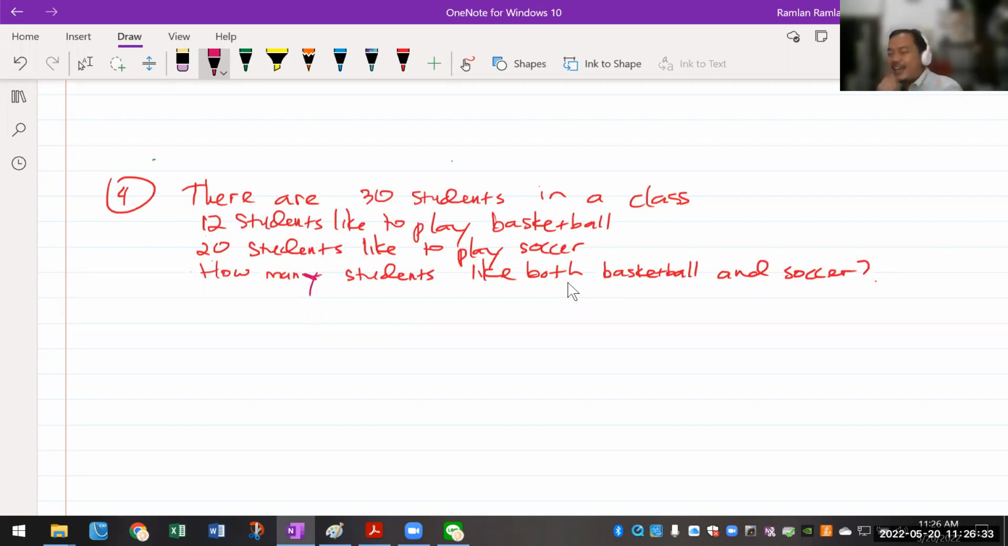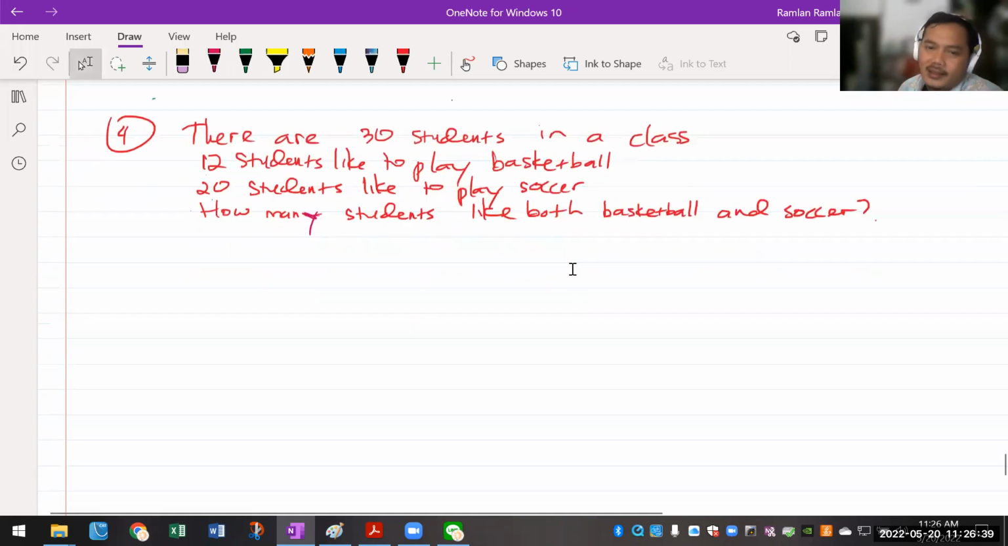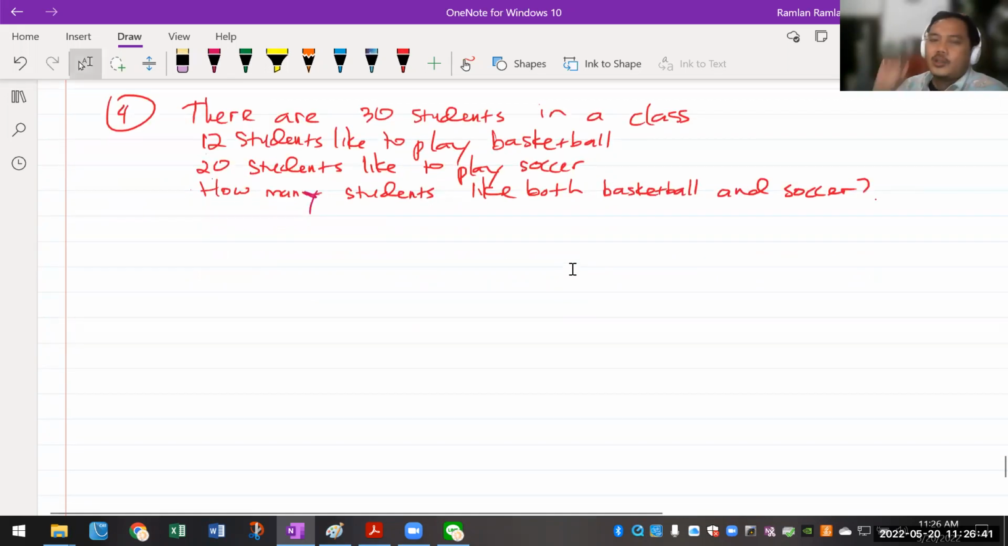Okay, so this is how we're going to do it. Every time you see a word problem like this, the first thing you need to do is break up each of the sentences. Each sentence you have to break out and ask what it means, and so on. In here the first one is 30 students, which is the whole, the total of all students.